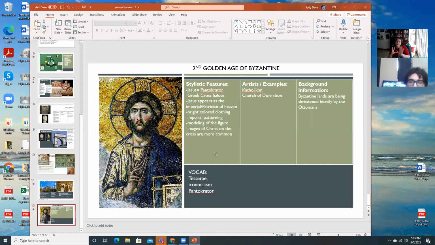And we've been able to trace it back from early antiquity, or the first golden age, into the second and third golden ages of Byzantine. It all comes from the shading in the face. And Justinian and Theodora's mosaics also follow that imperial style.